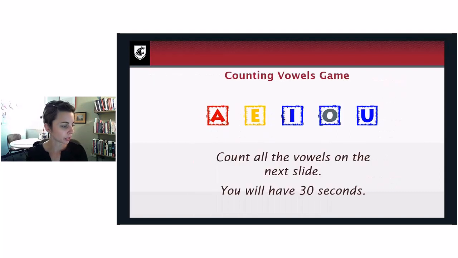What I'm going to do is show you the next slide, and I'm going to ask you to count all the vowels. I'm going to give you 30 seconds to count all the vowels on the next slide. And we're going to start, right? So no pens or pencils for this. You're just counting the vowels on your screen. Ready? And go.